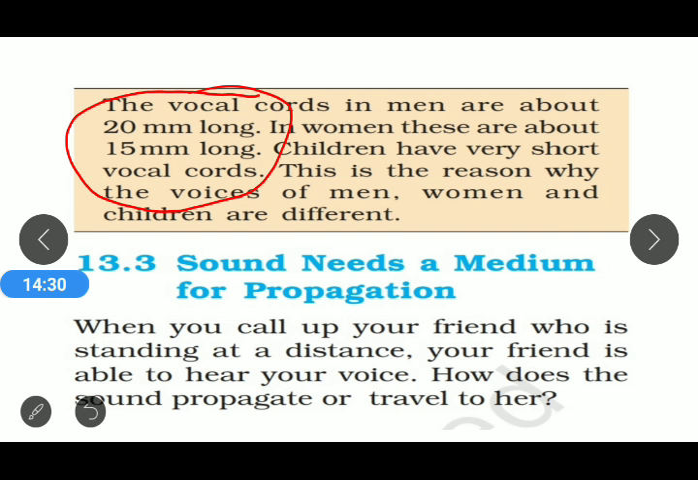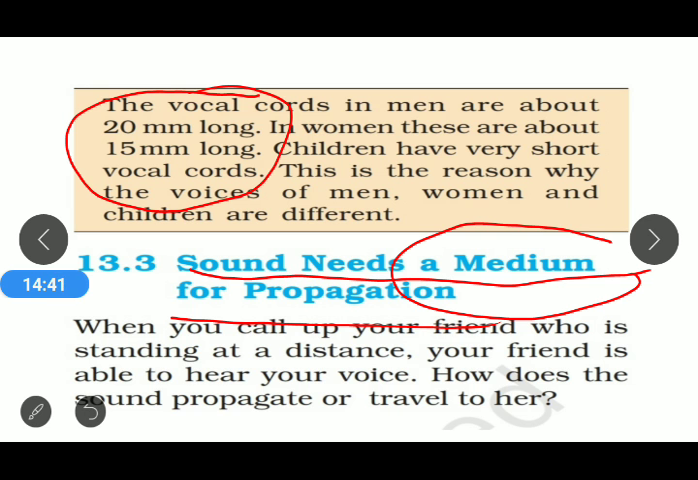Now the next topic we are going to understand is that sound needs a medium for propagation. Here we need to understand what we mean by the medium. Medium means that sound can travel by different mediums. It means either by a solid, liquid or gas. Here the mediums are solid, liquid and gas.